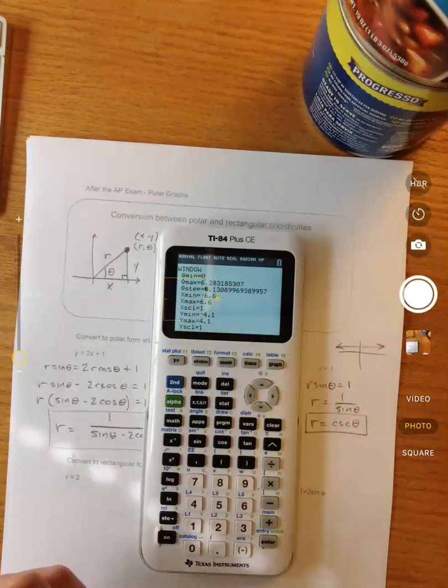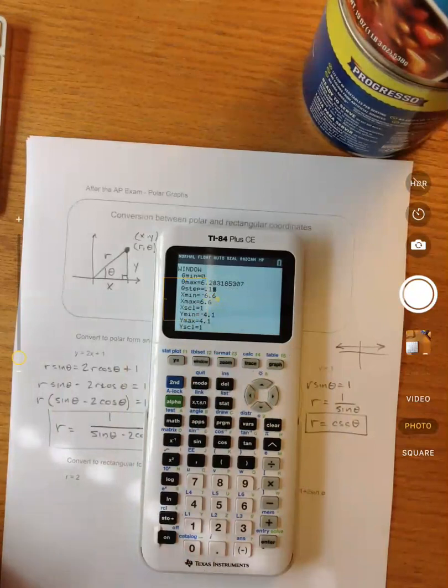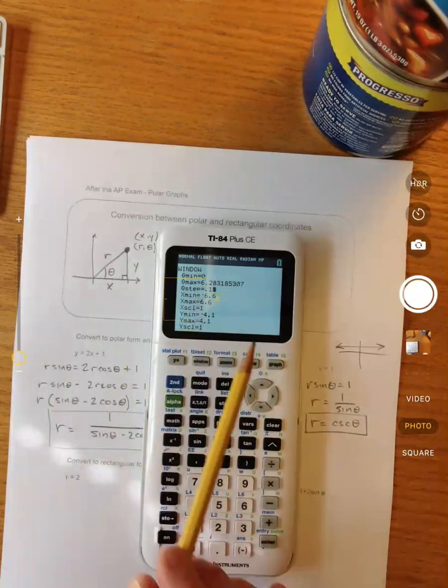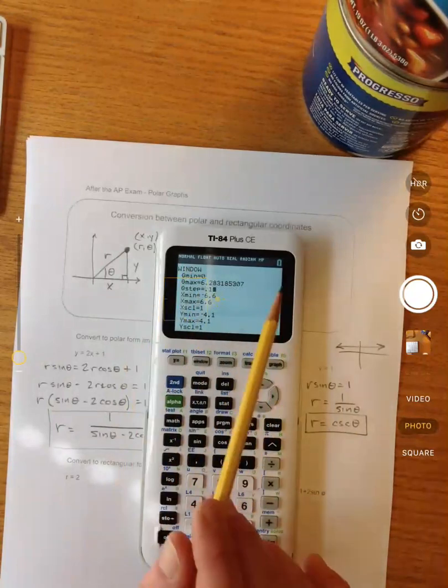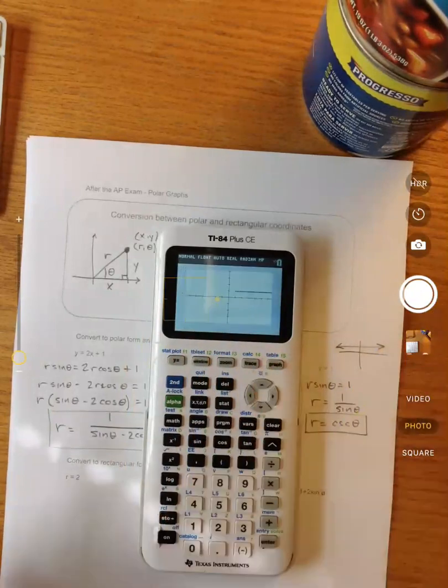Right now it's at 0.13 radians. I would say in general, in terms of radians, something like 0.1 is good. If you have a theta step of 1 radian, you are only going to get about 6 plotted points as it goes around the polar coordinate plane. So 0.1 is a pretty nice one. So let's see what happens.